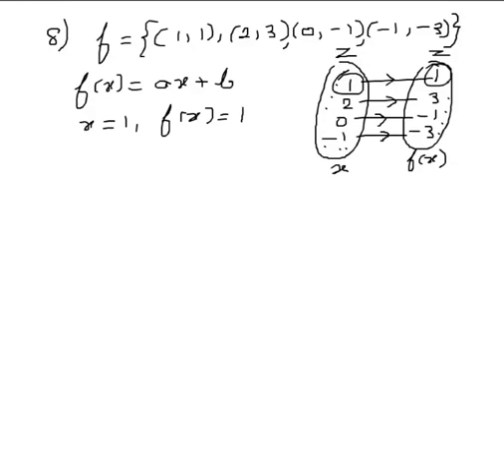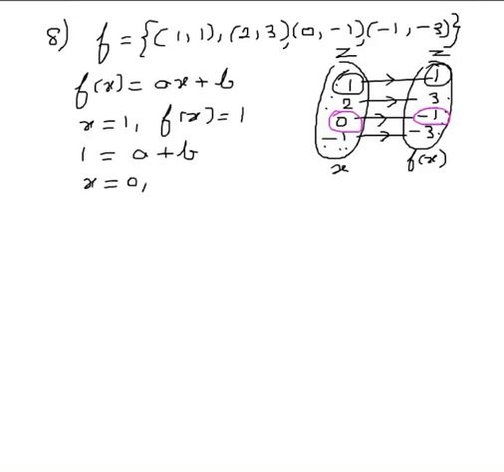If x is 1, f of x is 1. Let us substitute. So f of x is 1, x is also 1, 1 into a plus b. We got an equation in a and b. Let us get one more equation. We have two unknown quantities a and b, so we need two equations to solve. The second equation, let me use 0 and minus 1. You can use any element, but 0 will be easier.